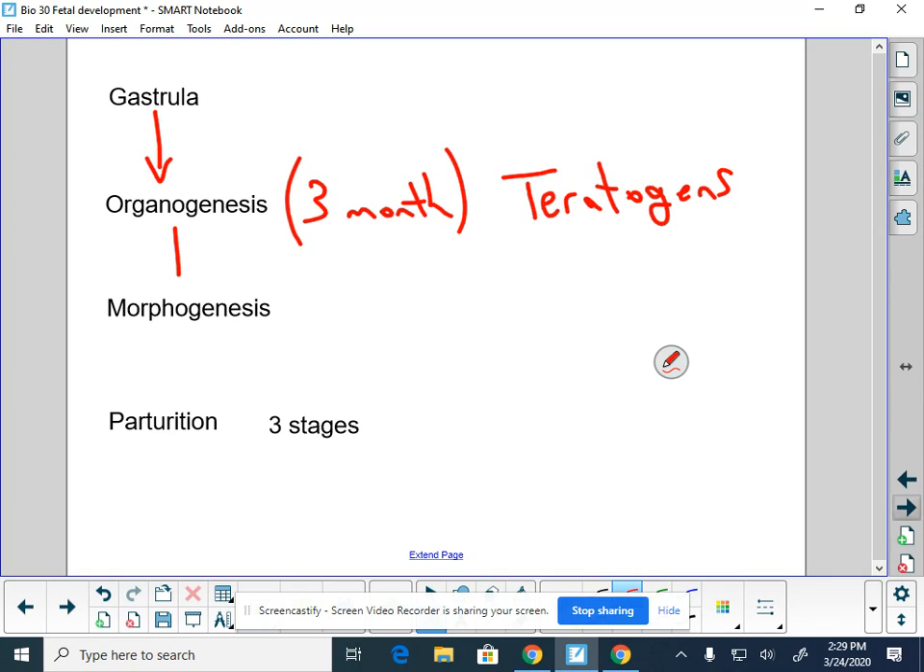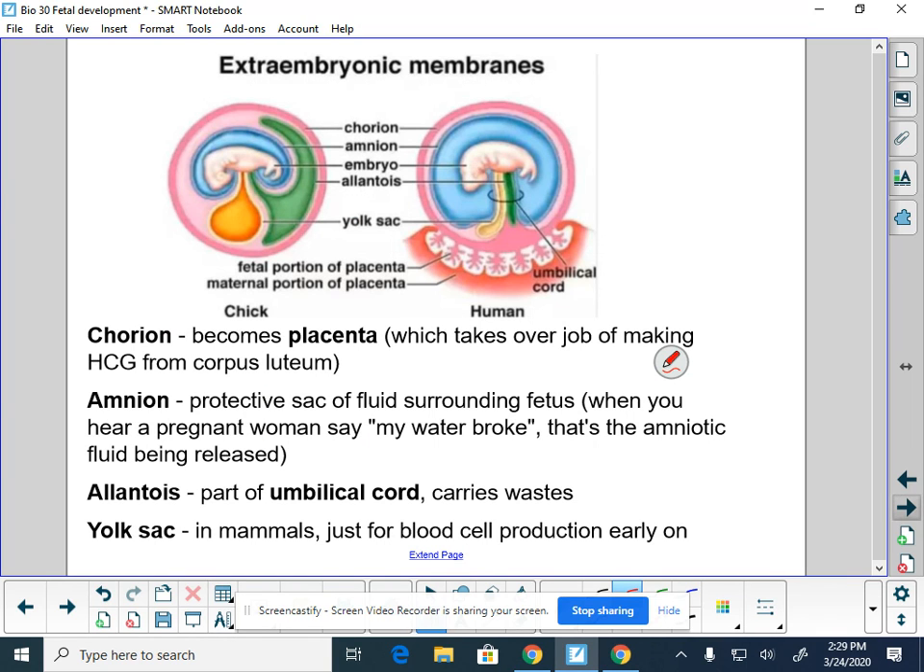For the next 6 months, what happens is called morphogenesis, where the fetus just develops and gets bigger and bigger and bigger, so that at the 9th month, approximately, parturition can occur. Parturition is just a fancy word for childbirth. Childbirth happens in 3 stages. Those are in the notes. I'm not going to review those very much, but the 3 stages of childbirth or parturition happen.